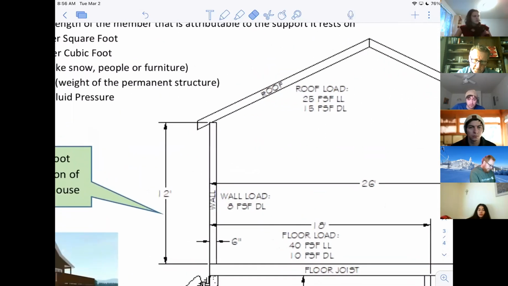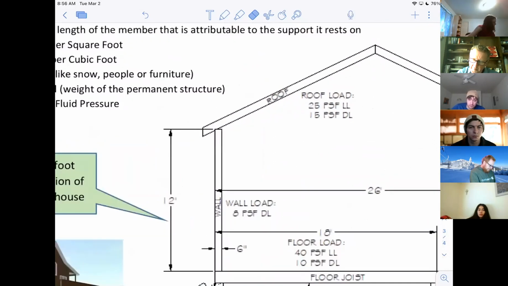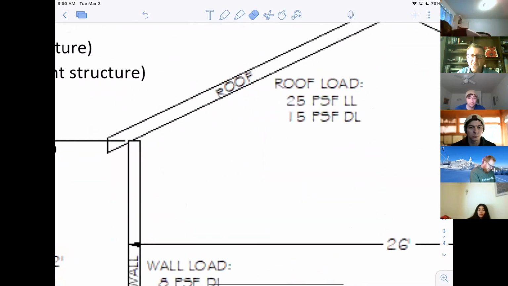So I told you this over on the side over here, but roof load, and again, these are real numbers. This is what I use to design houses every day. This roof has live load and dead load. What would live load? Why would they use the word live? What's live load? Is that if there's like snow resting on top or something?